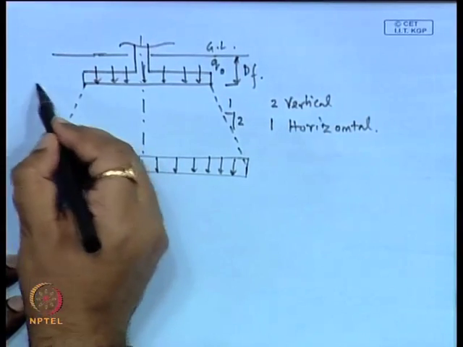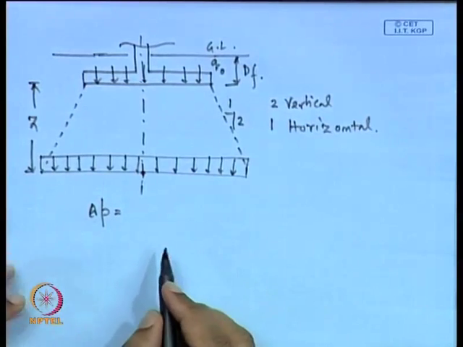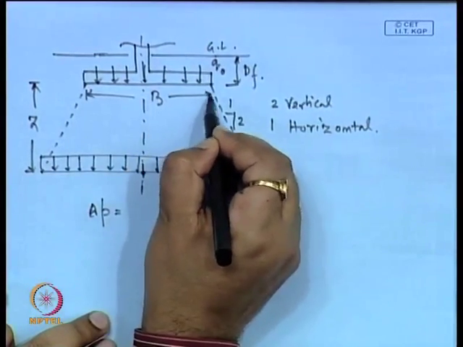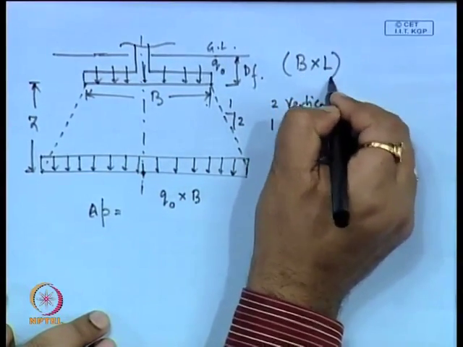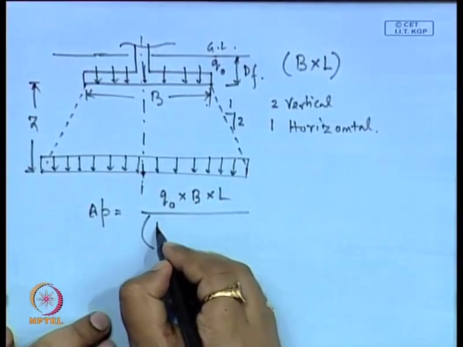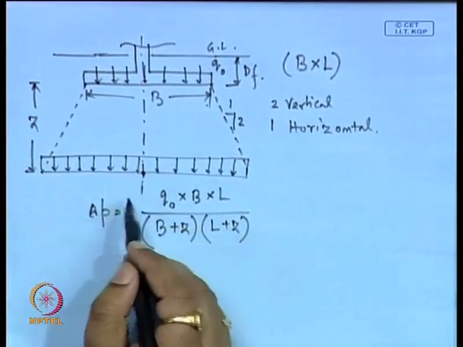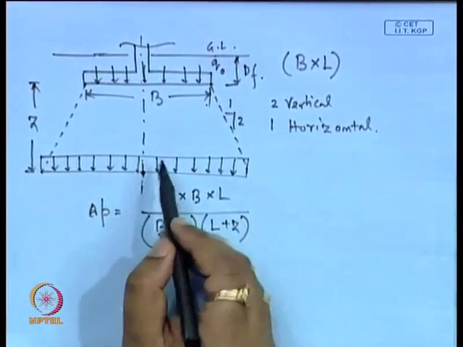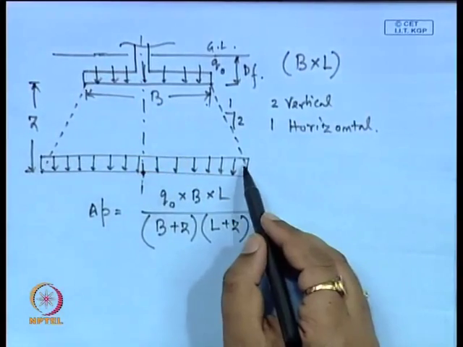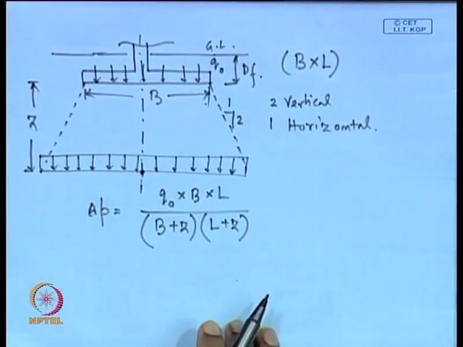Now, if that depth is z from the base of the foundation, then the stress increment will be Q0 into B. If the width of the foundation is B and the dimension of this footing is B cross L, then delta p will be Q0 into B into L divided by (B plus z) into (L plus z). In this way we can determine the increment of stress due to this footing. So either you can use the Boussinesq procedure, or you can use this approximate method. This is one approximate method to calculate the increment of stress at any point below the foundation base.